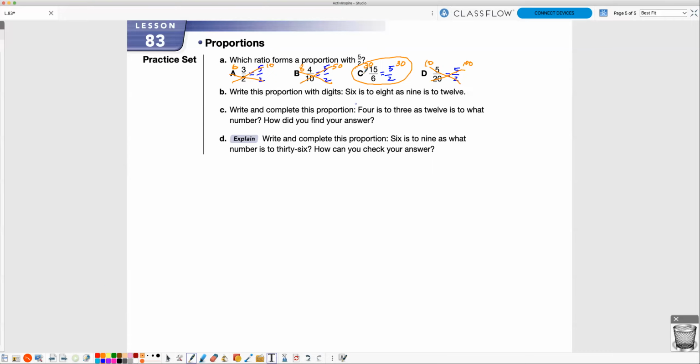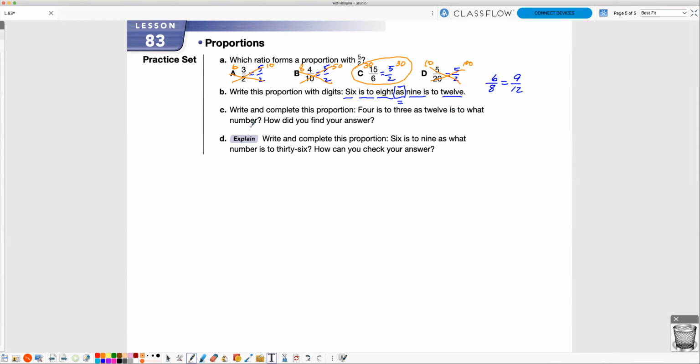Write this proportion with digits. 6 is to 8 as 9 is to 12. All right, I hope that just basically gave you the answer right there. 6 is to 8 as 9 is to 12. It just has to go in that order. 6 first, and this is to 8 is like this ratio here. 6 is to 8 as, so that means equals, 9 is to 12, and it has to go in that order. 9 is to 12.